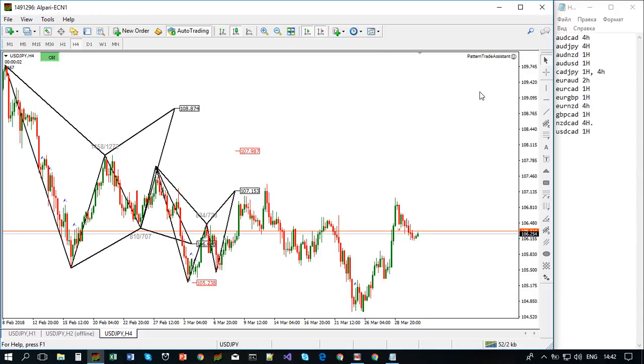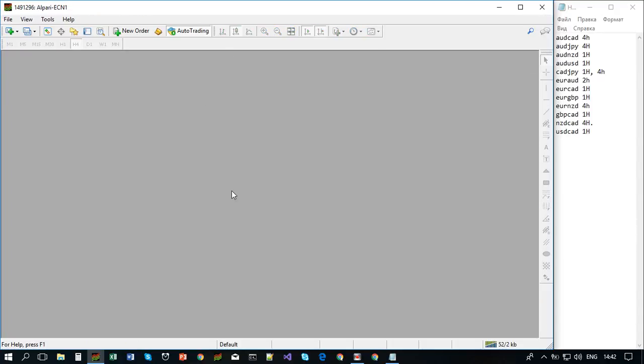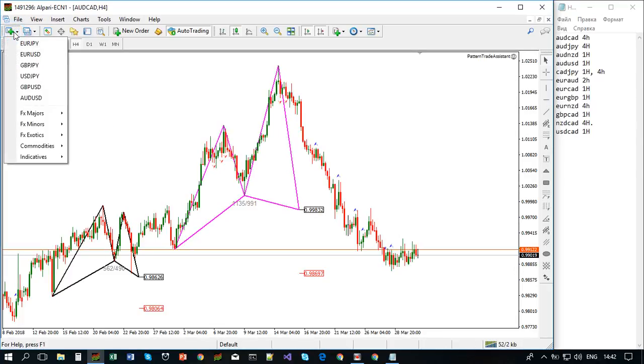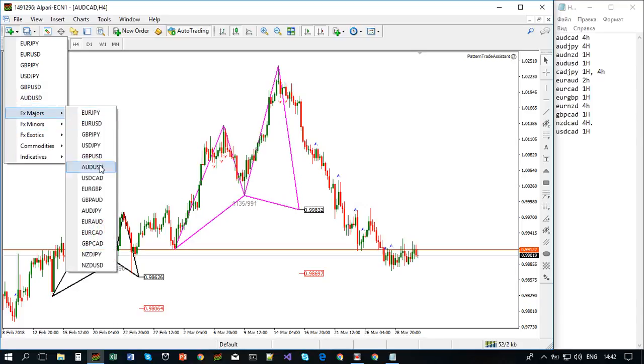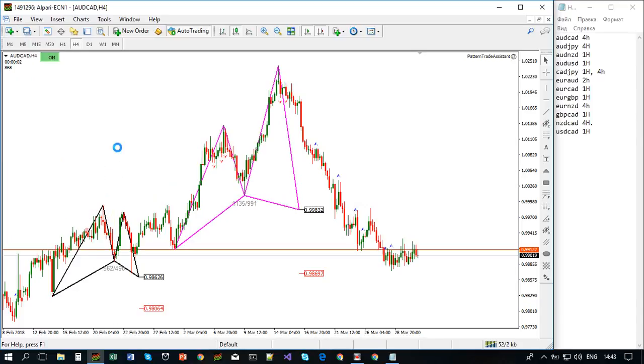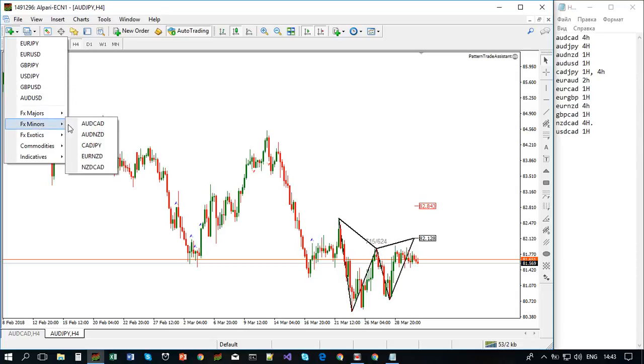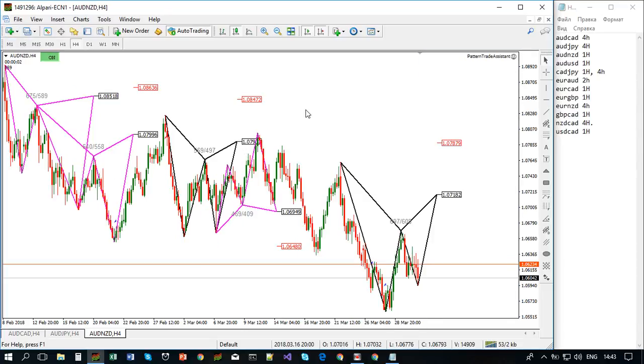Now, what I typically do, after I have created this list, I go to my default profile and you see empty board. Let me attach my charts here. Aussie CAD 4 hour, and then goes Aussie yen. Aussie dollar 4 hour, then goes Aussie New Zealand 1 hour, Aussie dollar 1 hour.